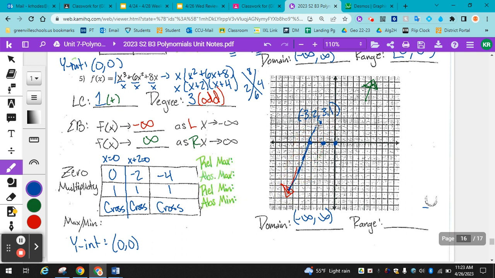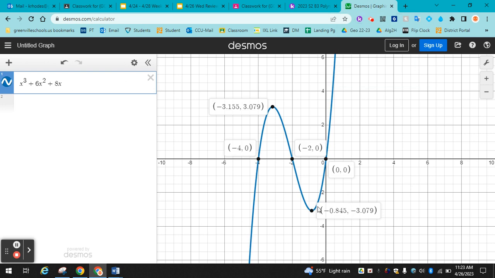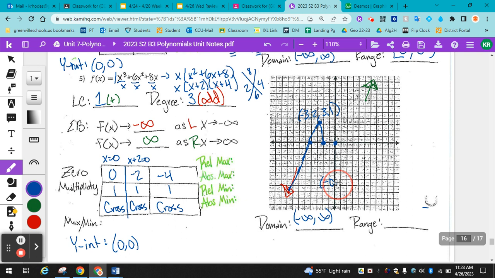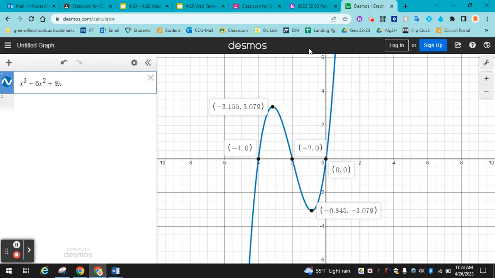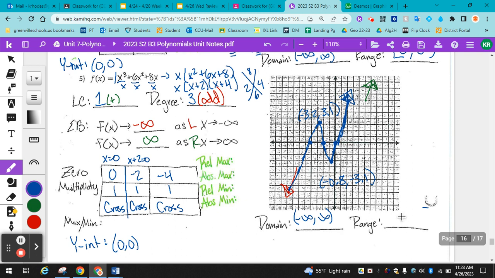And it crossed through here, and then it crossed through here. Then my relative minimum, negative 0.8, negative 3.1. It crosses through there and goes up. You know you did it right because your end behaviors are right, and because you can just look at the graph. Makes it a lot easier. Domain, all real numbers. Range, all real numbers as well. Negative infinity to positive infinity, down forever, up forever.